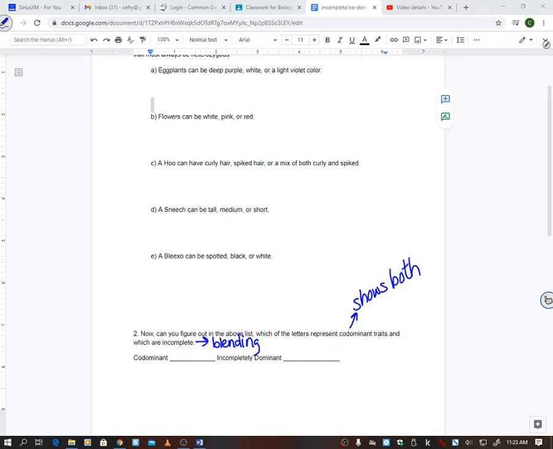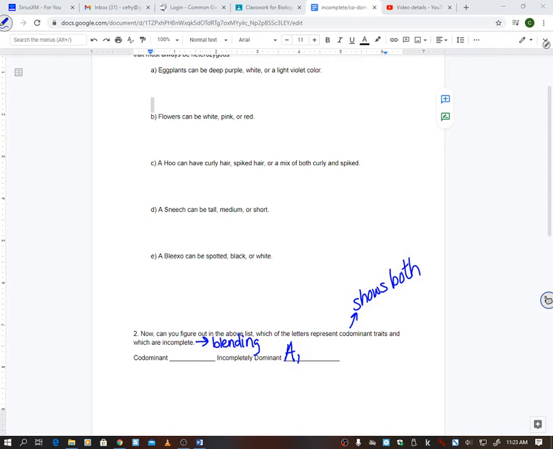All right, so I'm looking at A. Eggplants can be a deep purple, white, or light violet. Now, normally in class, I would tell them, try to figure this out, and we'll go over it. But we have purple, white, and we have light violet. So that light violet color, are purple and white both shown, or was there a blending of colors? If eggplants were purple with white spots, then it would be codominant, but it's not. There's a blending of purple and white to make this light violet color, so blending is going to be incomplete dominance. So I'm going to put the letter A there.